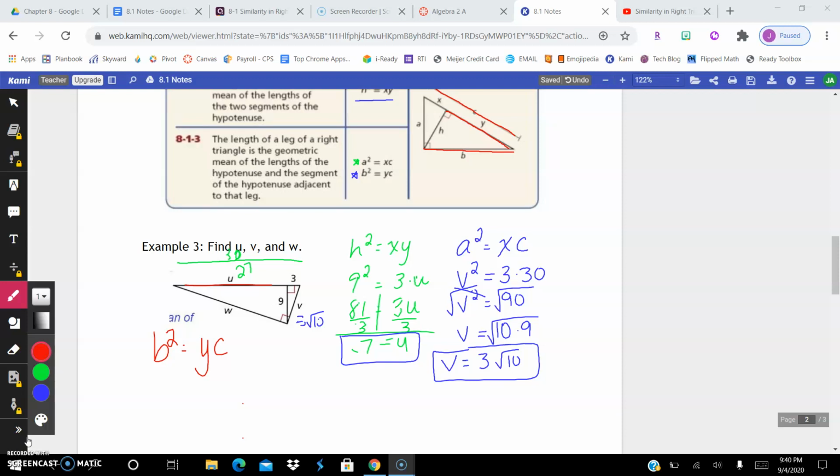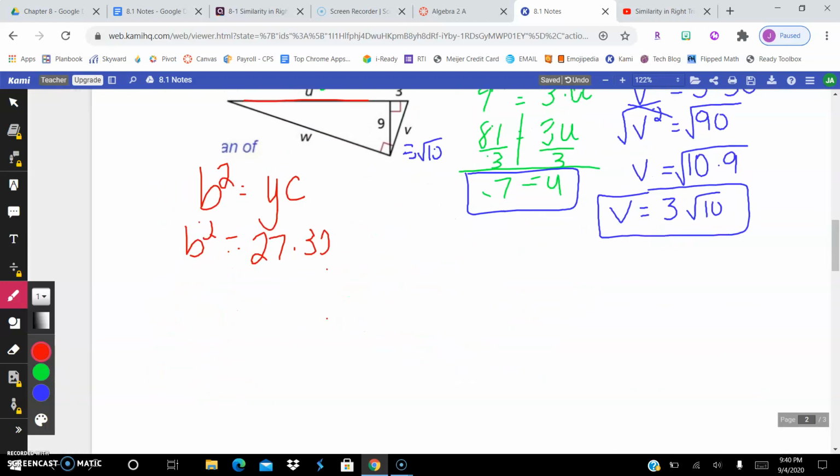So our last equation we have is b squared equals yc. In order to find the longest leg of the largest triangle, we have to take y and multiply it by c. If you look up here, y is that longer piece of the two pieces together, so that's 27. And we're going to multiply that by c, and c is the whole length of that large hypotenuse, and that would be 30 in this case. So b squared equals 27 times 30.